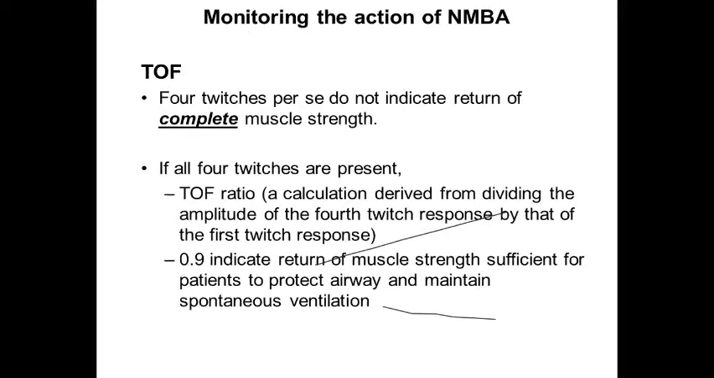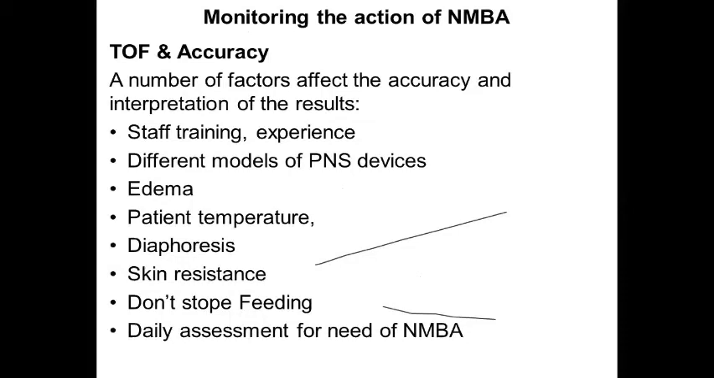Again, we talk about train of 4, and 0.9 is the way to go, but even with 0.9, there are still some patients who cannot breathe in, so you have to make sure the patient starts breathing by themselves before you pull the tube out. Now, if you use the train of 4 for looking at the neuromuscular blocking agent effect, be careful. We have issues with train of 4: staff training and experience, and different machines. There are different machines that you could use, so you have to be familiar with them. A patient who has any problem with the skin might give you false impressions as well, especially an edematous patient. Temperature and skin resistance also matter.